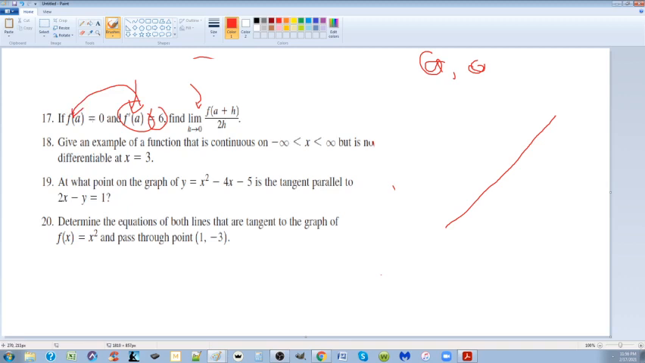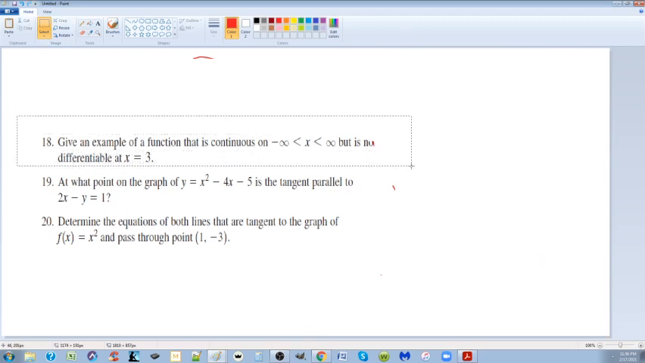Okay? Unless they're telling me, yeah, because they don't give me a, so I know I'm dealing with a line. Find the limit as h approaches 0 of this. Ugh, I don't know if I can. Wow. Yeah, mind blown. Consult your teacher.